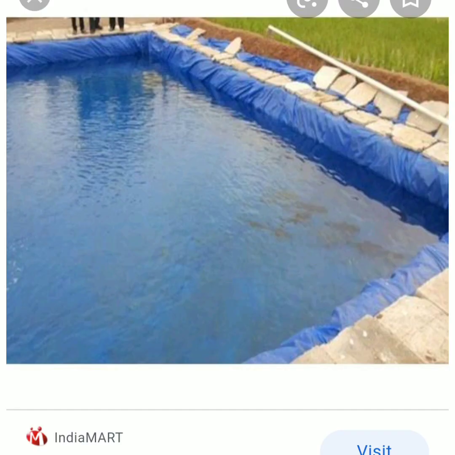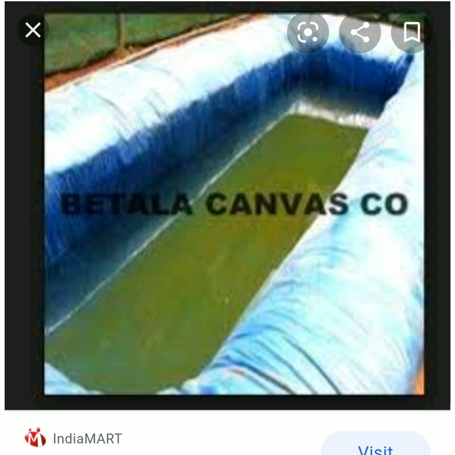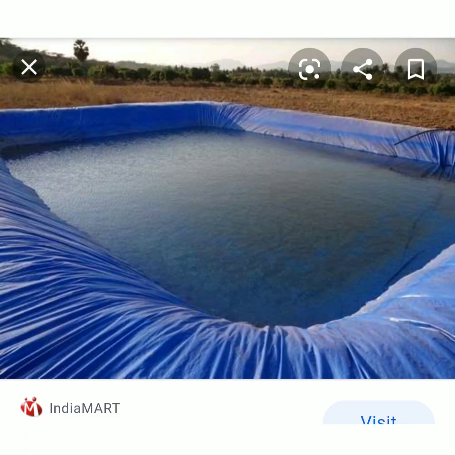The next method is the silpaulin water storage tank. This is comparatively a new method of rainwater harvesting. In this method, broad pits are made and silpaulin sheets are spread out. Rainwater can be collected in huge amounts for further use. It can be used for agricultural purposes.